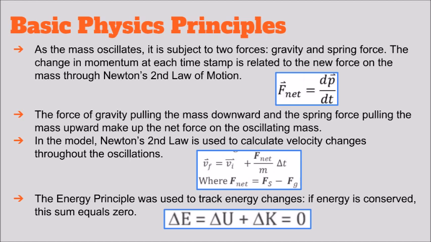In the model, Newton's second law is used to calculate the velocity changes throughout the oscillations. The energy principle was used to track energy changes. If energy is conserved, the sum equals zero.